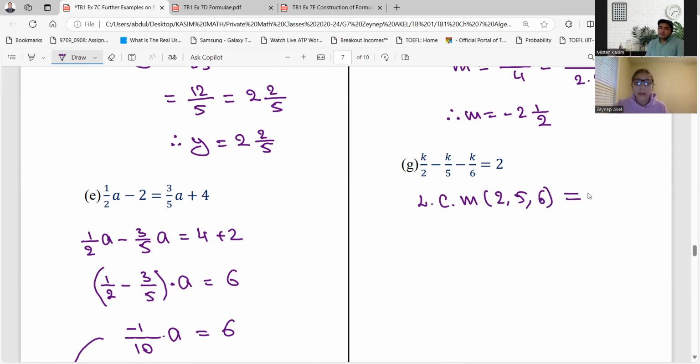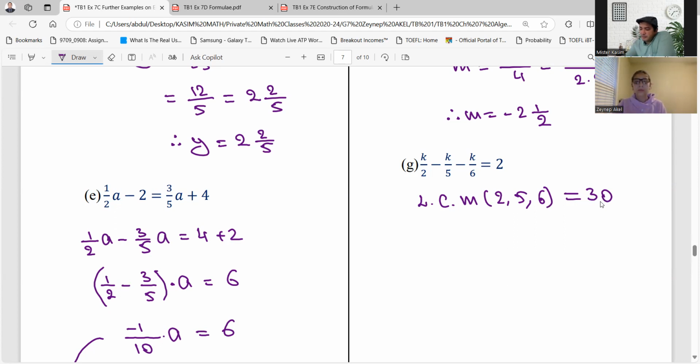Here, let me make a tiny chart. The largest number is 6, right? So list the multiples of 6. 6? No. 12? No. 18? No. 24? No. 30? Yes. 30 is divisible by 2 and 5 and 6. And that's why the smallest number divisible by all of these numbers is 30.